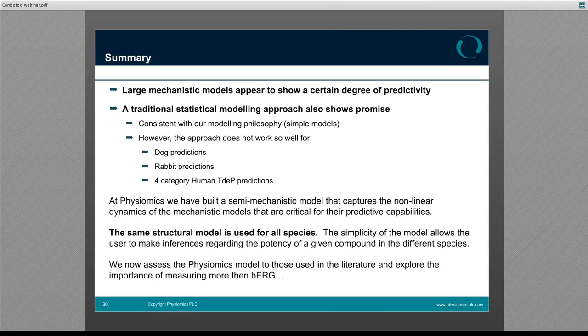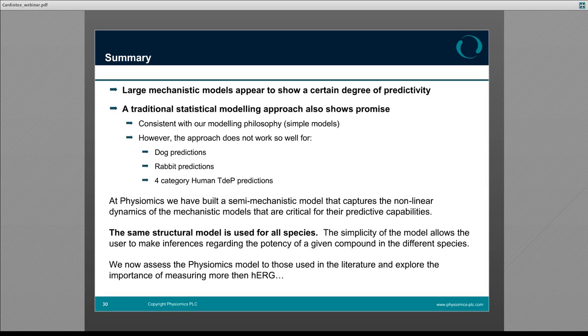For the human, there's a human model taken from the literature. Each of these models were structurally very different to each other. Now, one of our beliefs was, would it be possible to have one structural model that is able to capture the dynamics that you need in order to be predictive? So we can use the same structural model for all the different species, and the only thing that's different is a parameter set used for the different species.